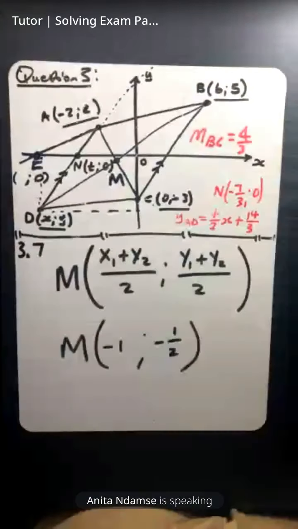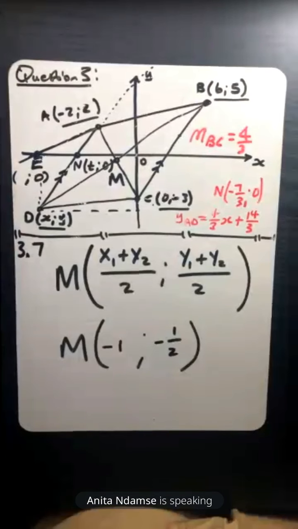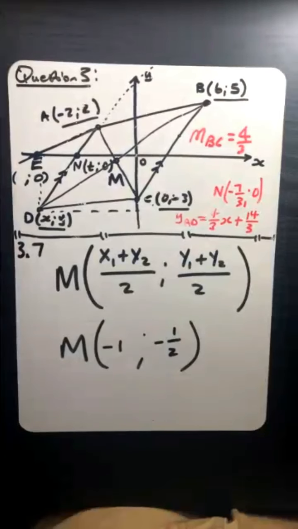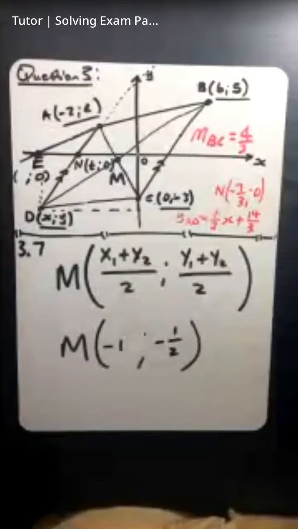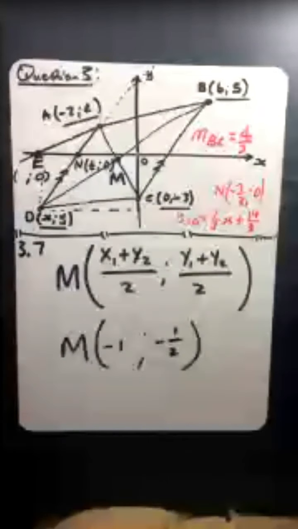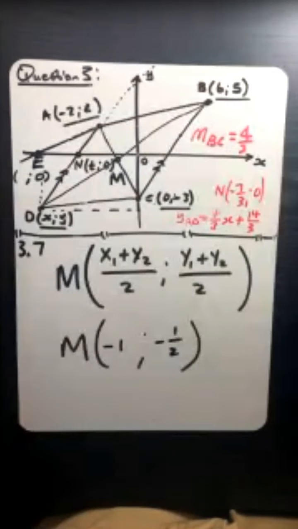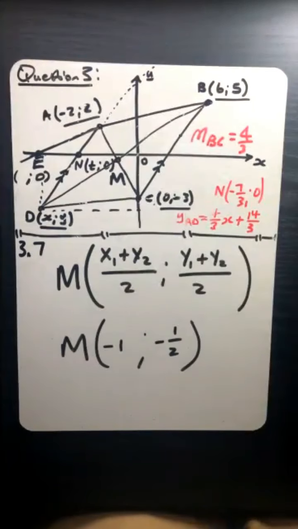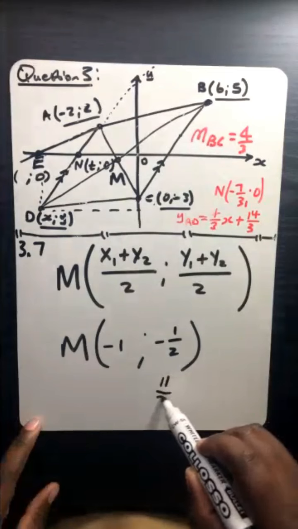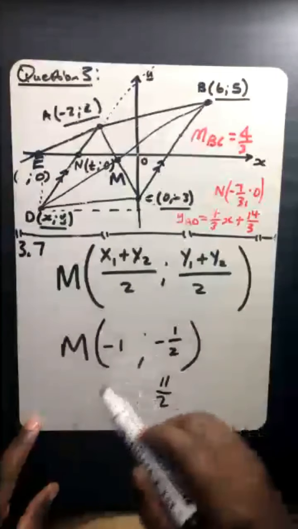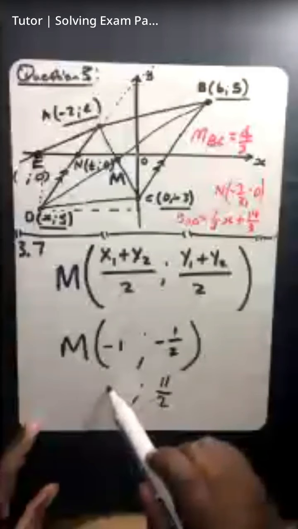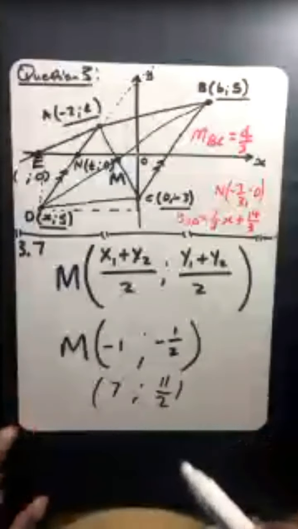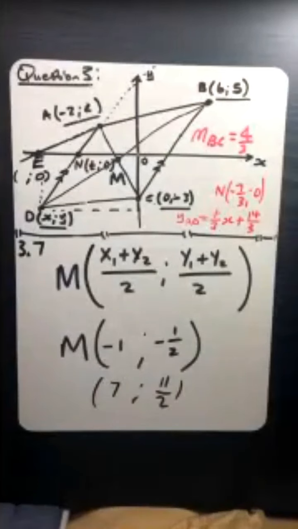Curious. What are you getting there? Sir, what are you getting there? So for x1 plus x2 over 2, I'm getting +7. And for y1 plus y2 over 2, I'm getting 11/2. So here you're getting 11/2. What are you getting there? +7.